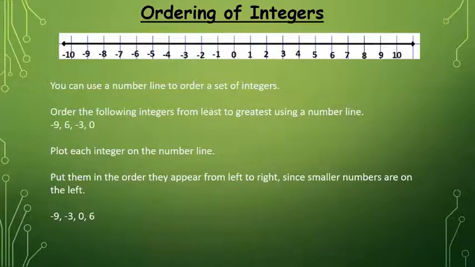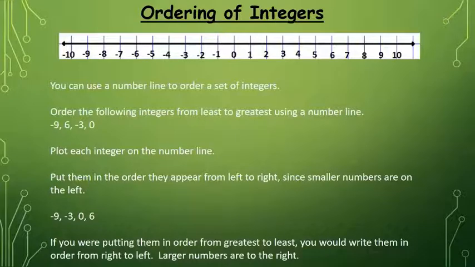Now we will show it on the number line. If we are putting them in order from greatest to least, we would write them in order from right to left. Larger numbers are always to the right. -9, -3, 0 and 6.